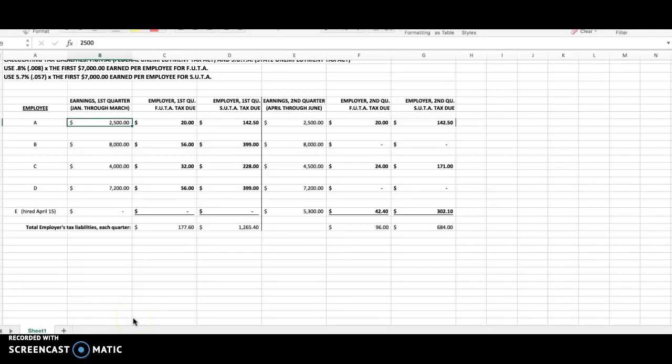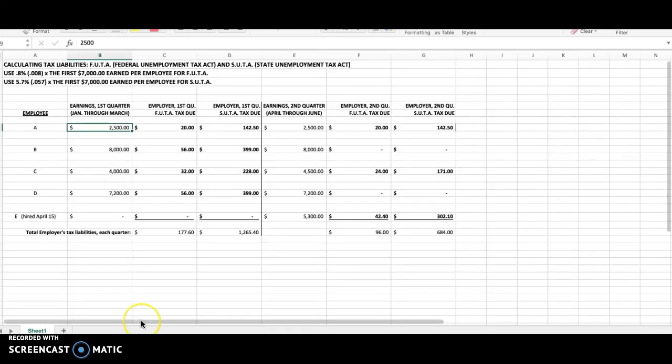On your screen, you see a spreadsheet showing a form to calculate federal and state unemployment tax. Your problem yesterday dealt with this, and this is simply a chart. This is not another book of the business. This is a chart to help you figure this out. And you need to calculate both federal and state unemployment tax for businesses' employees on a quarterly basis.